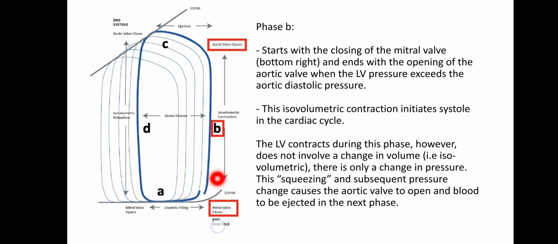As both the valves are closed, the squeezing action increases the pressure, causing the aortic valve to open and blood to be ejected in the next phase, because when the pressure in the LV rises above the aorta, that causes the opening of the aortic valve. Here the isovolumetric contraction phase ends. That is phase B.